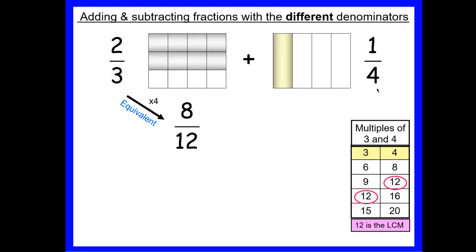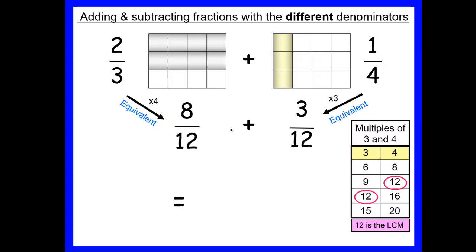Now we have to do the opposite one. So we want our denominator here that was 4 to also be 12. So we're going to split that one up into 12. To get from 4 to 12, we've multiplied by 3. We do the same to the numerator. 1 times 3 is 3.